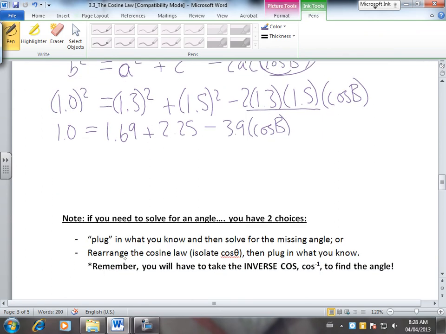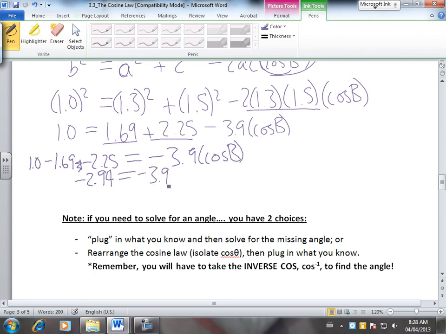So let's move these over by subtracting them. So 1.0 minus 1.69, minus 2.25 equals negative 3.9 cos B. You end up with negative 2.94 equals negative 3.9 cos B. Right now we have 3.9 times cos B. To get cos B by itself, we divide by negative 3.9.